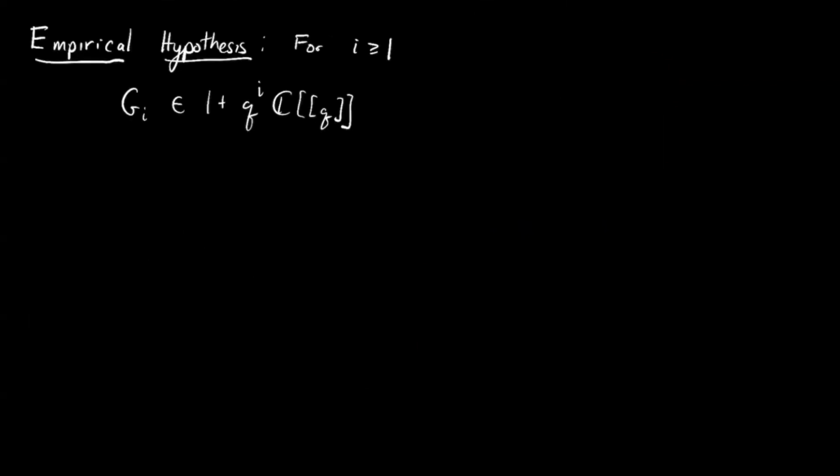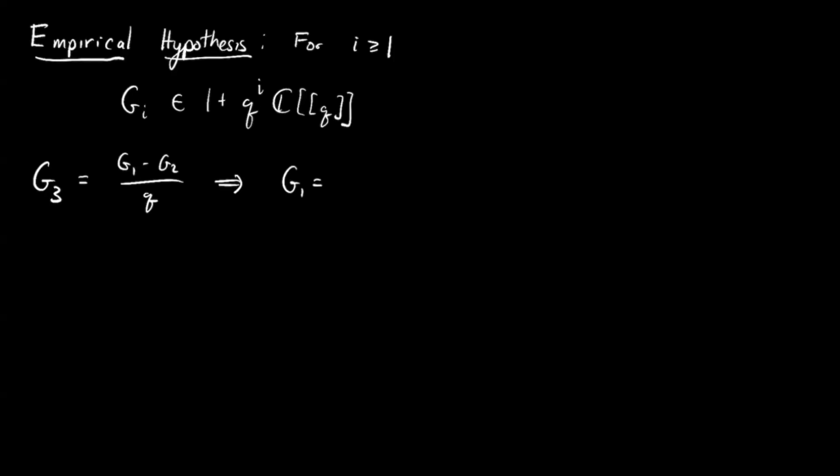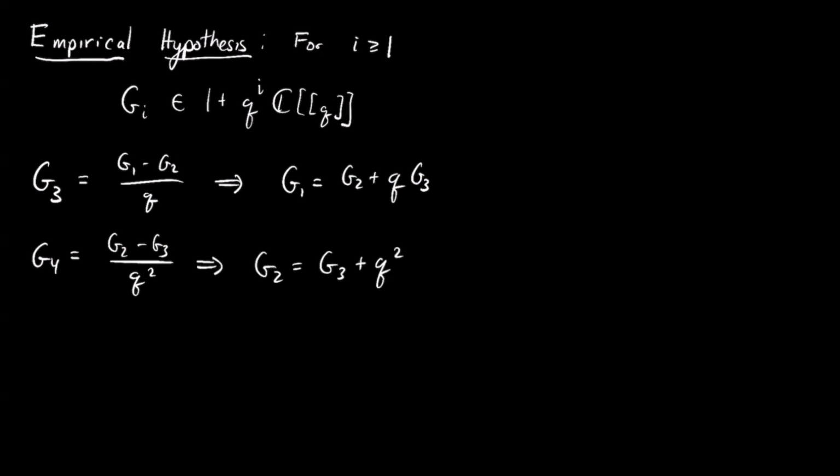So let's do the following. Using our series, we had that G3 is equal to G1 minus G2 over q. And what does that imply? Well, this allows us to rewrite G1. Namely, I could write G1 is equal to G2 plus q times G3. But what else can I do? I know that G4 has this nice expression. I could write G4 as G2 minus G3 over q squared. So this implies that G2 can be written as G3 plus q squared G4.